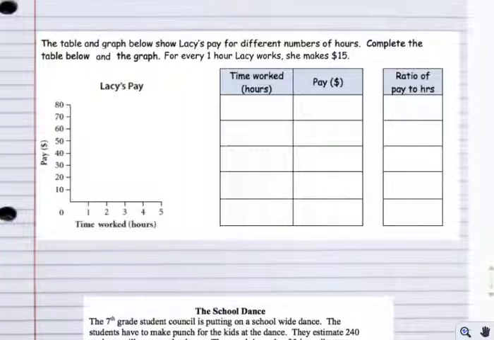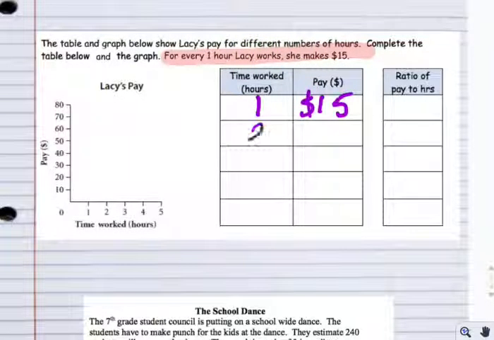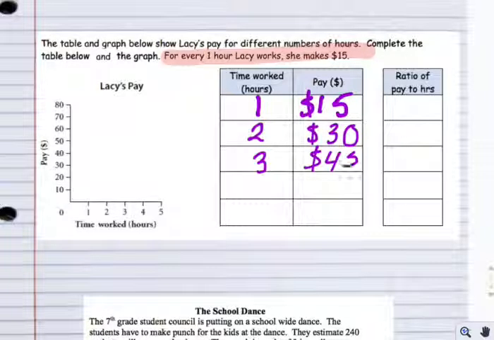Well, first of all, I want to make sure that I'm ready to go in terms of my table. So the statement says for every 1 hour Lacey works, she makes $15. So if she worked 1 hour, she makes $15. If Lacey worked 2 hours, I can think of her pay as being twice as much as if she worked 1 hour. So twice as much as 15 is $30. If Lacey worked 3 hours, she gets paid 3 times $15 an hour, which would be a total of $45.